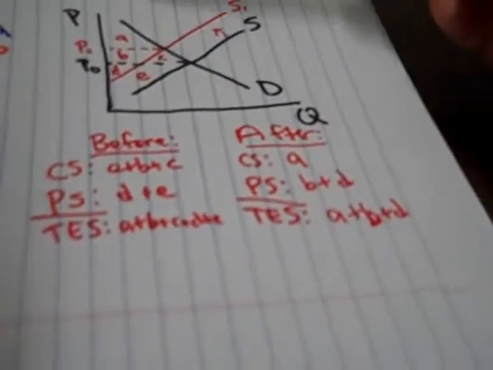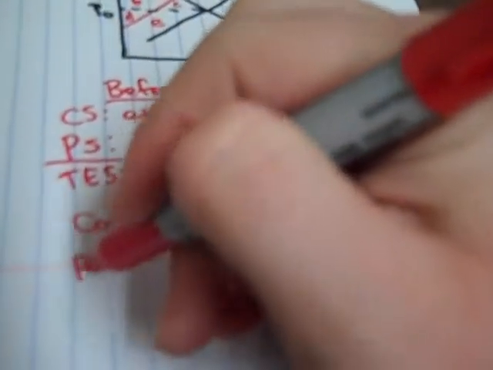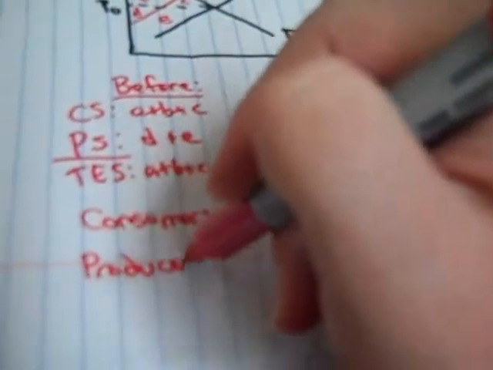So looking at the same scenario that we've mapped out here, we're going to draw some conclusions. We want to know if consumers are better off or worse off. We want to know if producers are better off or worse off. And we want to know if society is better off or worse off.